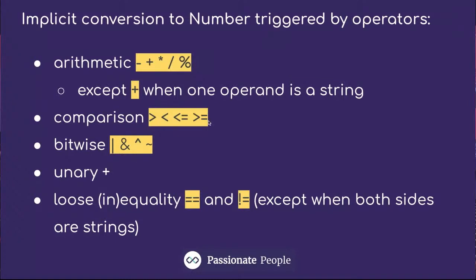Same thing happens with comparison operators, greater than, lesser than, greater than or equal, etc. With bitwise operators, with unary operator. Unary operator means that when you just add a plus in front of a value, let's say plus a string of 6, that string of 6 will be converted to a number 6. That's the unary operator. And also the loose equality operator.